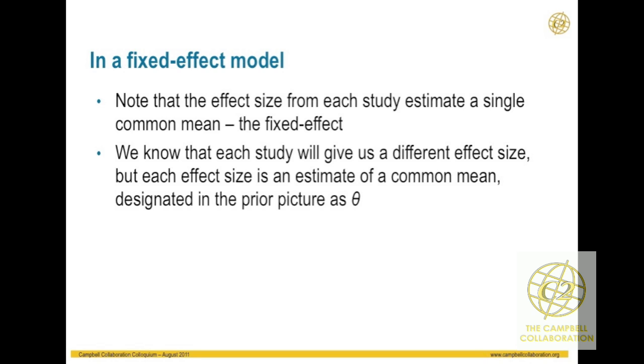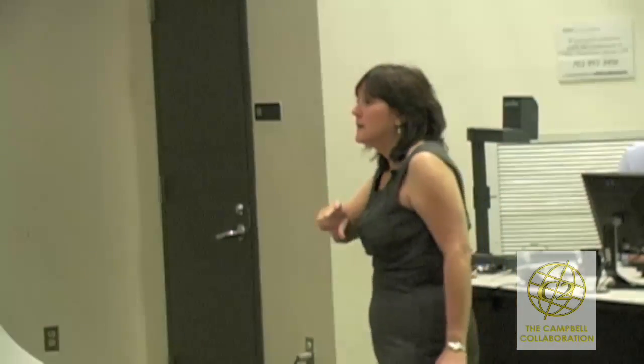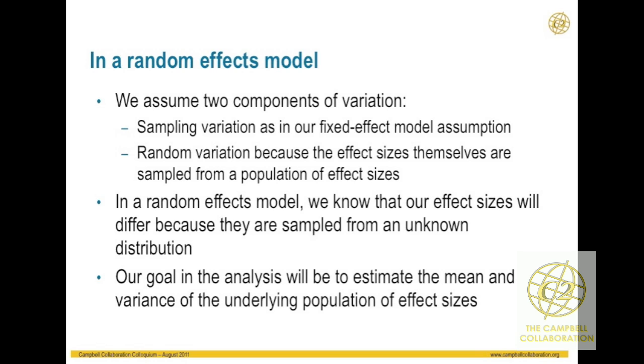Okay. In a random effects model, we assume that there are two components of variation. One is that same one we just saw in the picture before from sampling variation. Every study uses a different sample, so we're going to see some differences across our effect sizes, but we think they're only due to the fact that we have different samples. The other piece is a random variation. This is variation because the effect sizes within each of the studies that we're estimating are themselves randomly sampled from some population of effect sizes.